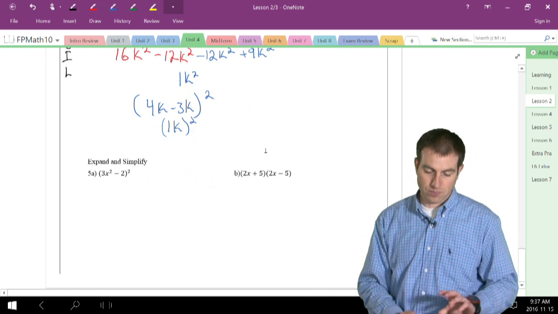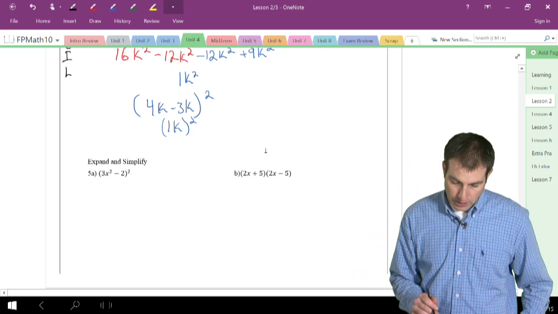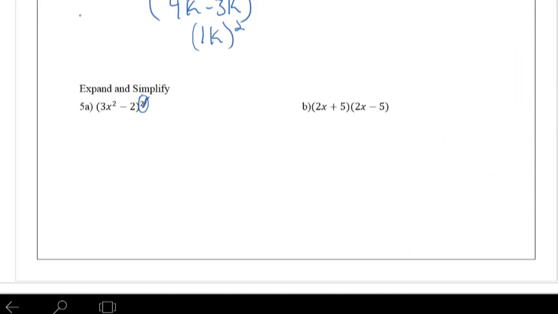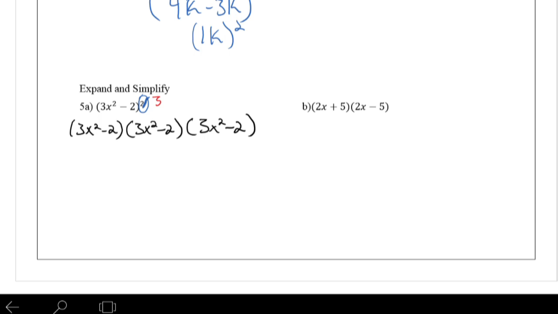Let's do these last 2. They're a little bit more fun. We've already done a squared, so let's change this. I'm going to up this to a 3. But Mr. Borden, something cubed? Yes, something cubed. We're going to live life on the edge today. All right, 3x squared minus 2 times 3x squared minus 2 times 3x squared minus 2. That's what something cubed means.